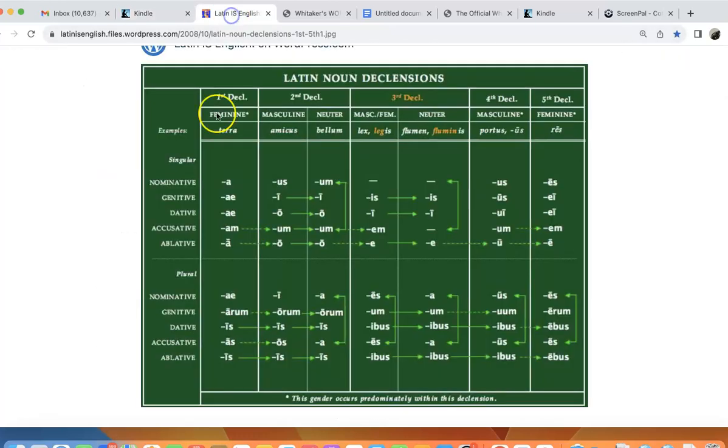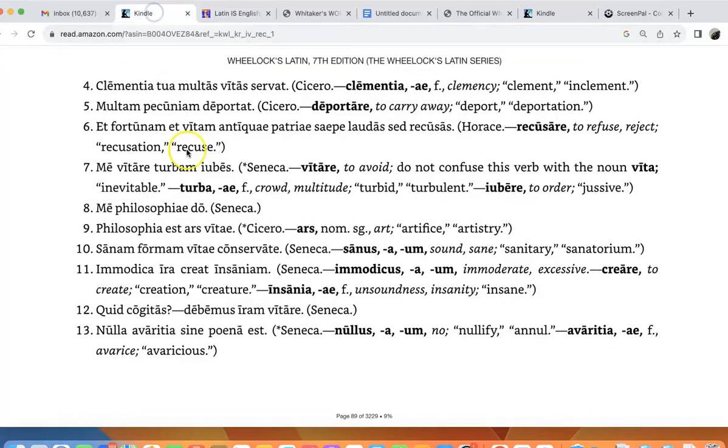So we can go back to turbam. And yeah. Seneca, another great, remember he was the tutor of the Emperor Nero before Nero, like Socrates, had him executed for who knows. Me philosophiae do. Do means I give.